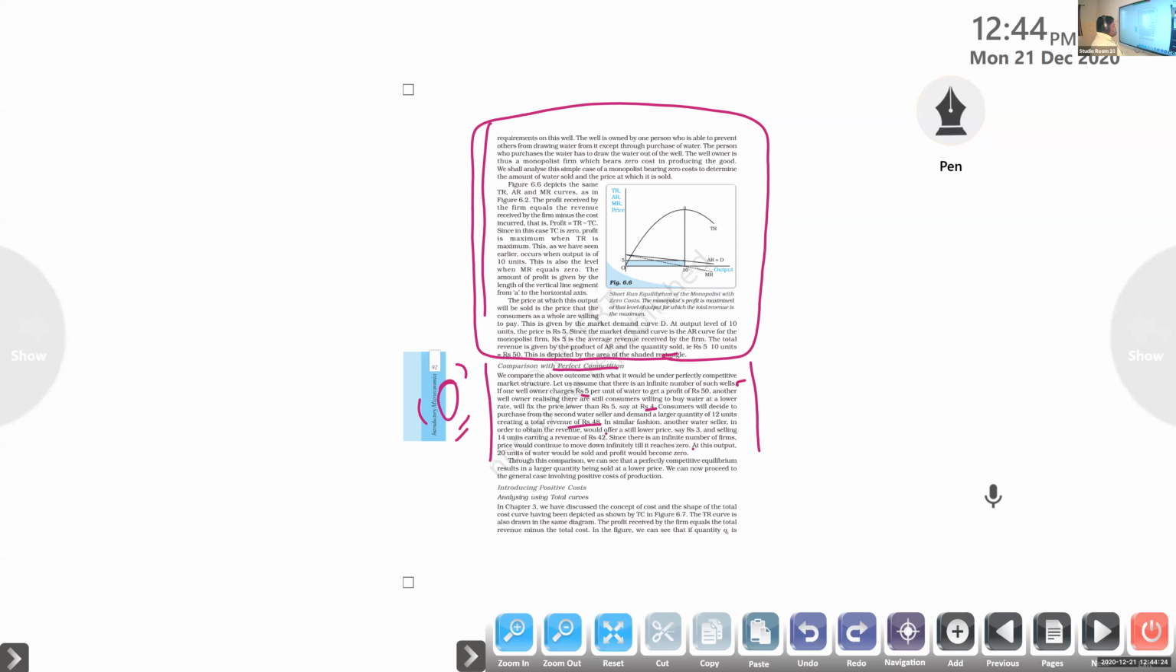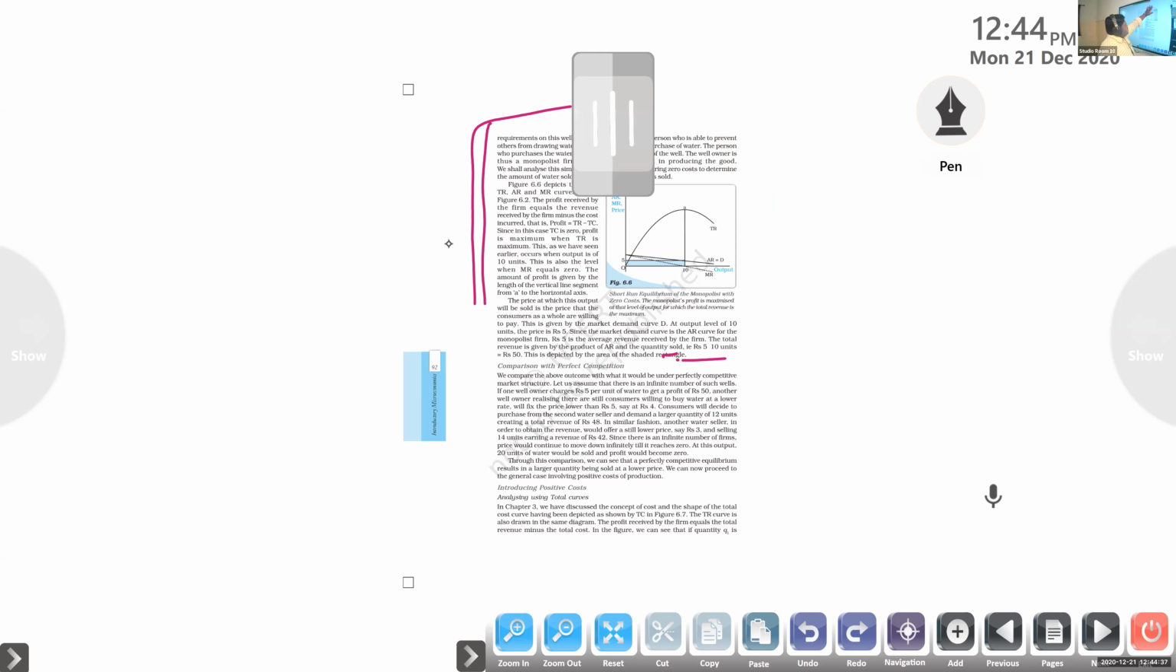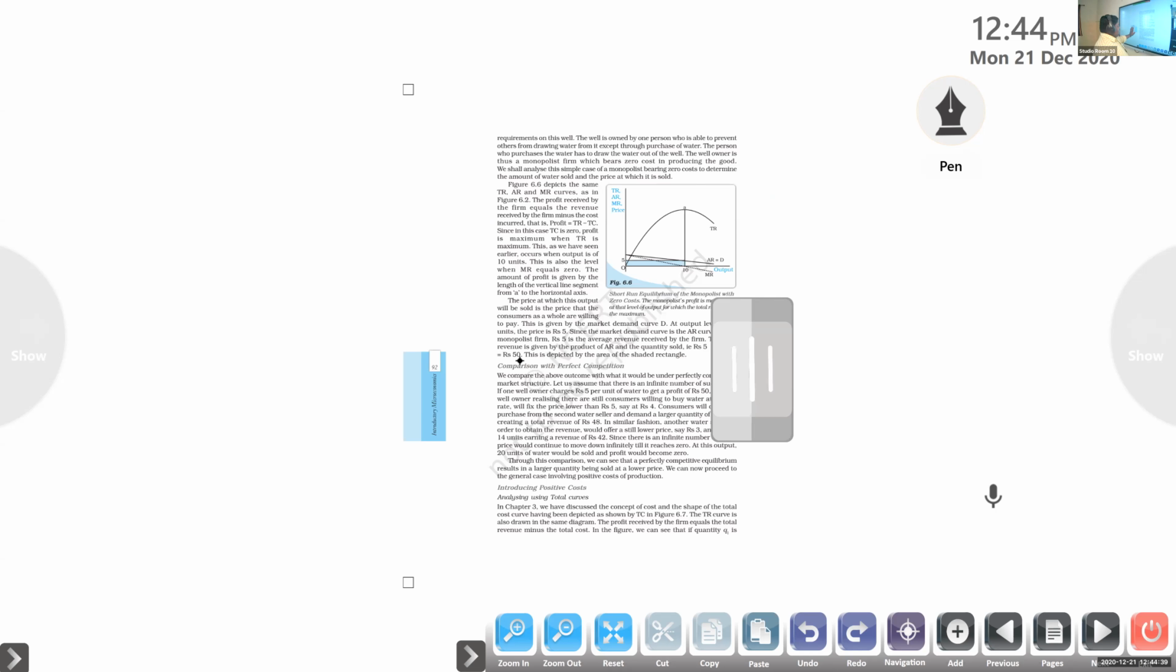We can now proceed to the general case involving positive cost of production. Now we are going to discuss positive cost of production, not zero. Okay, introducing positive cost. First of all, understand what this positive cost is.